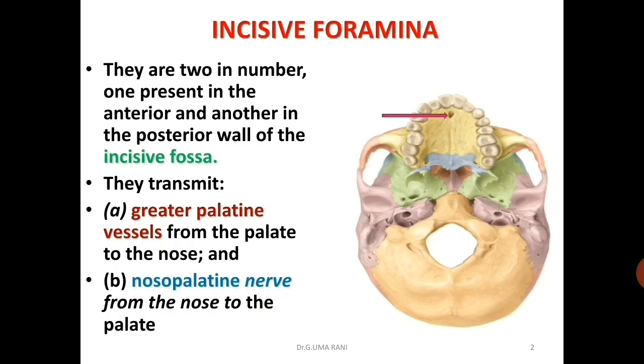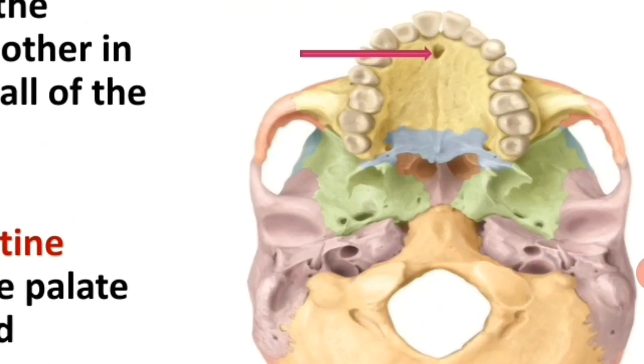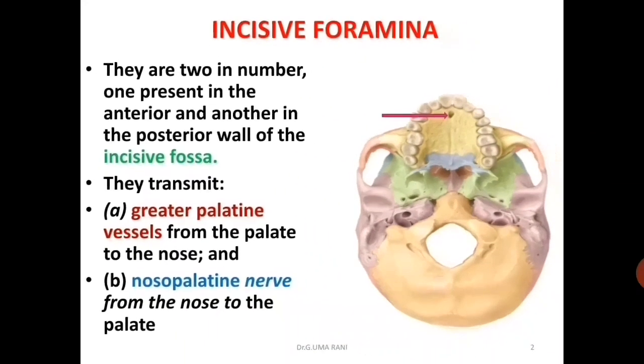So incisive foramina are two in number. They are located in the incisive fossa. The arrow is showing that incisive fossa. It is located in the hard palate. On the posterior and anterior wall of the incisive fossa, two incisive foramina are located.